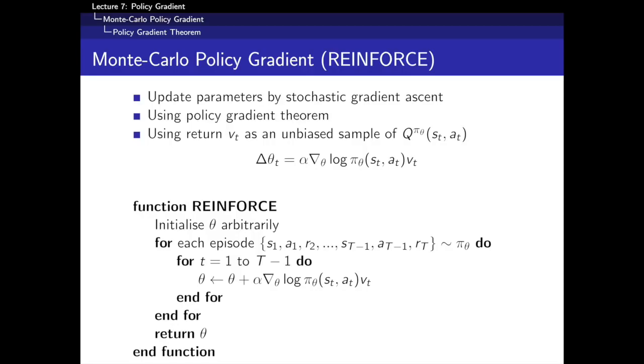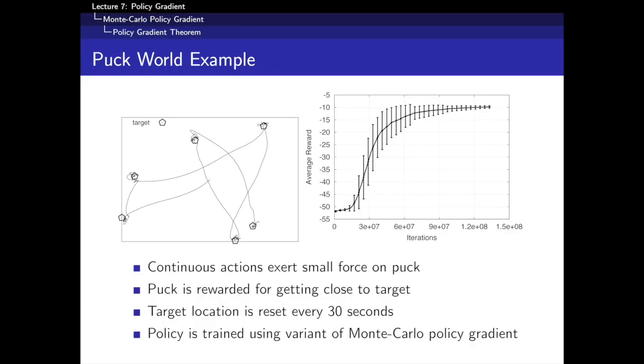Okay, so here's a little example. This is using that same Monte Carlo policy gradient with a particular policy parameterization. The idea is that you start off with this puck in this world, and this puck is sliding along. There's very low friction in this domain, and you just get to exert a small force on it every time step, which can slightly perturb its direction. So if you're not careful, it can really overshoot its target. The target is given by this pentagon, which moves around every now and then, and it has to try and reach that target. It gets a reward when it gets close to the target, and it's reset every 30 seconds, and then you just go.